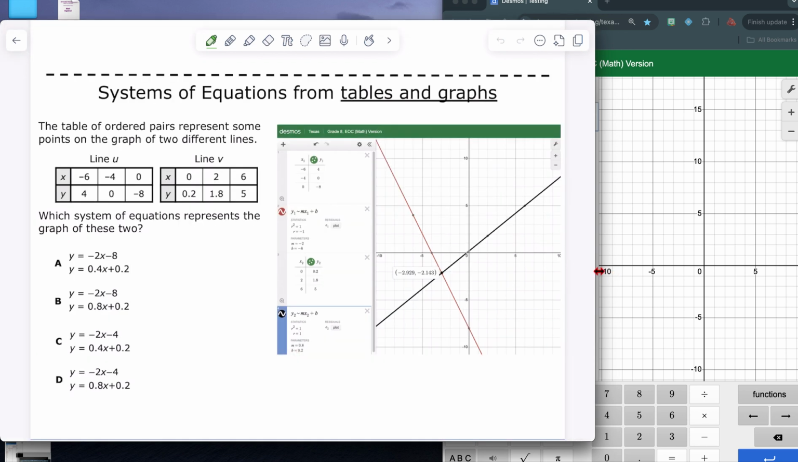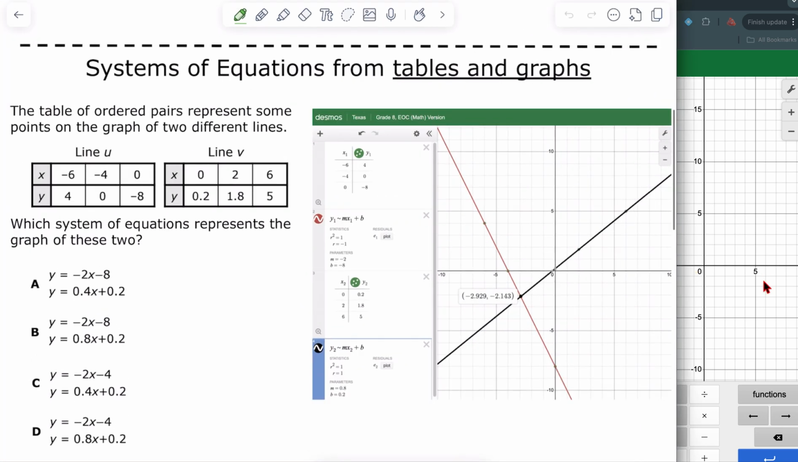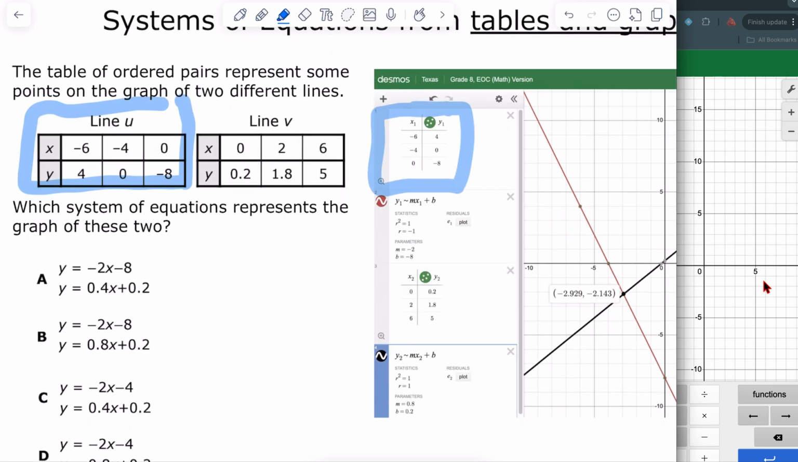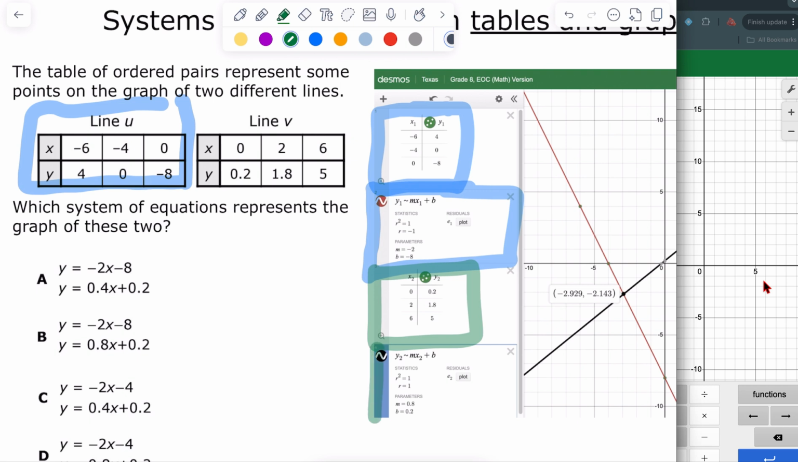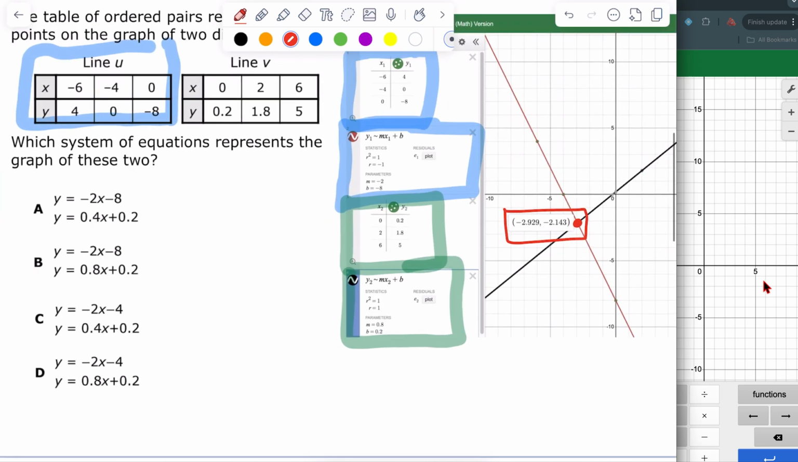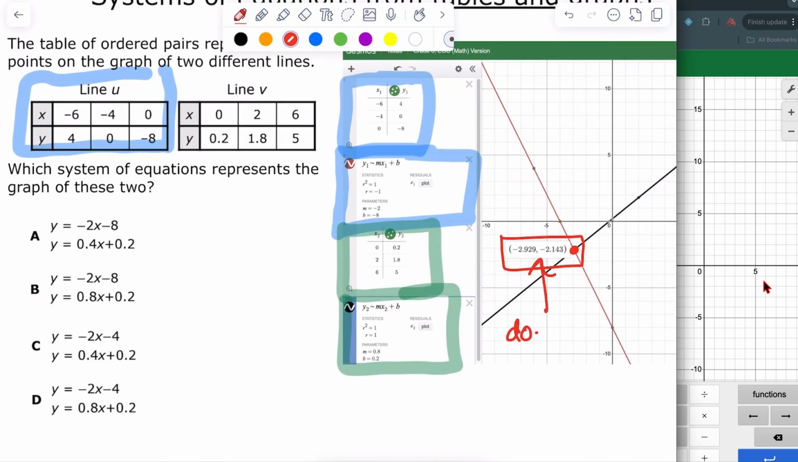So what I've done already, just so we can talk about it, is we have the first line. We have the table right here. I did y1 squiggly line mx1 plus b. Then I have my second table right here, y2 squiggly line mx2 plus b. Then I look at where they touch right here. This is going to be my answer. So I know this does not match the answers.